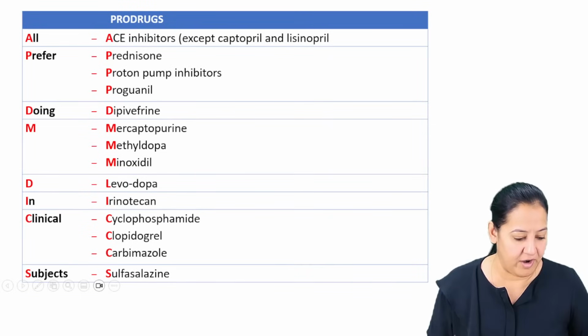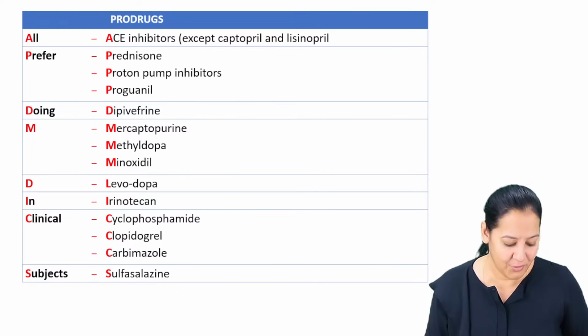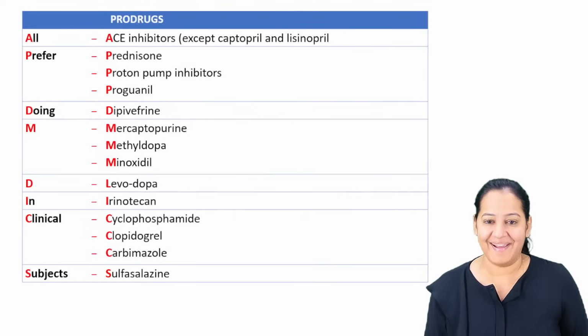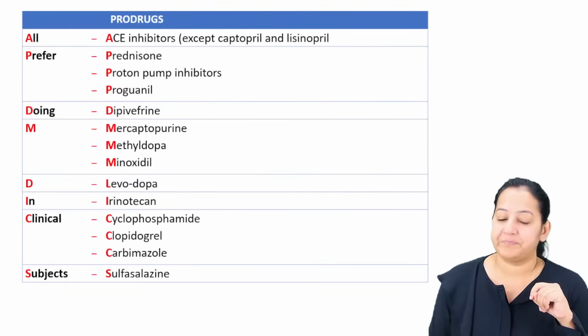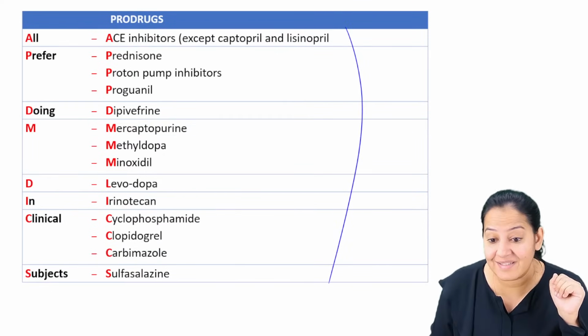So learn the list of the prodrugs. Okay, so let me tell you the list and let me tell you a mnemonic. Got it? Anita, you got it? I have repeated what a prodrug is. So learn the list of the prodrugs. How many prodrugs are there? This is a big list. So I'm having a mnemonic.